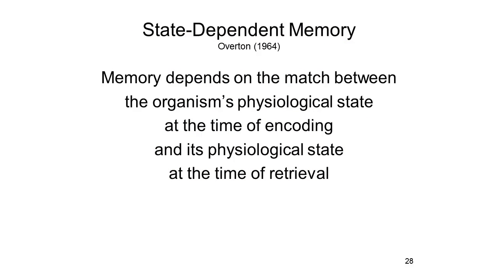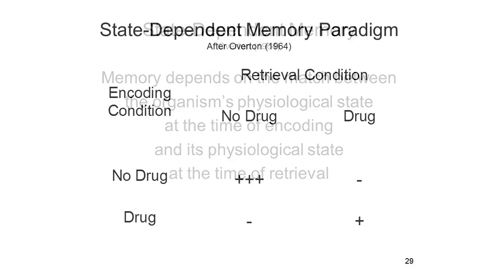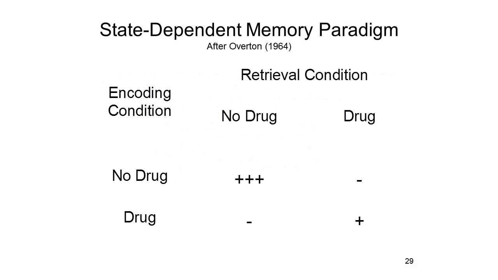Encoding specificity explains one of the most fascinating phenomena of memory, which is known as state dependency. In state-dependent memory, memory is best when subjects' physiological states at the time of retrieval match their physiological states at the time of encoding. And in these kinds of experiments, physiological states are usually manipulated by means of the ingestion of psychoactive drugs. Drug state-dependent memory was originally documented by Donald Overton, a comparative psychologist doing animal work in the early 1960s. In his experiments, Overton would have rats run a maze in order to get food.